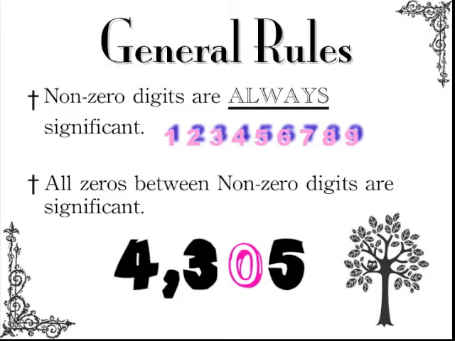There are some general rules for determining the number of significant figures. Non-zero digits are always significant, and all zeros between non-zero digits are significant. Like in the example 4,305, all four of those digits are significant.